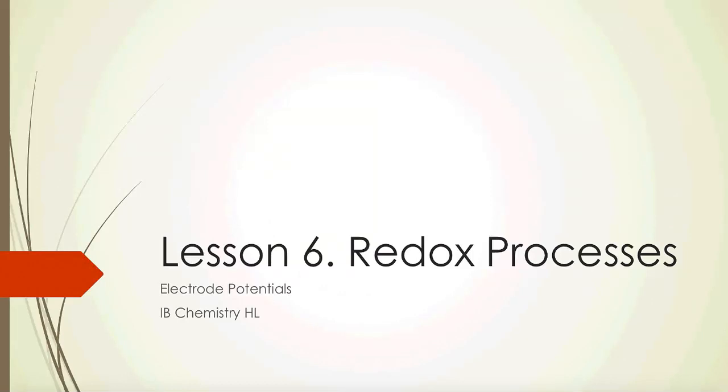In Lesson 5, we looked at voltaic cells, how to construct voltaic cells, and the shorthand diagram of voltaic cells. Today we're going to look at the voltmeter reading of the voltaic cells that we constructed in Lesson 5. It's known as the potential difference of a cell. We're going to calculate the electrode potentials in this case for Lesson 6.